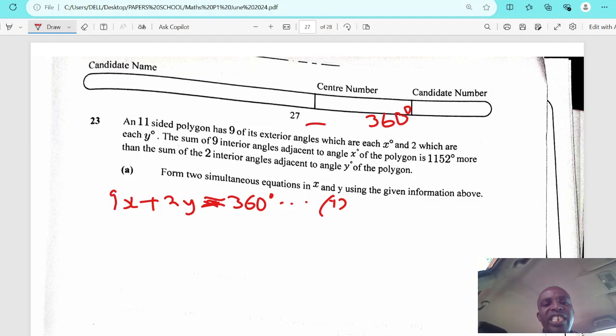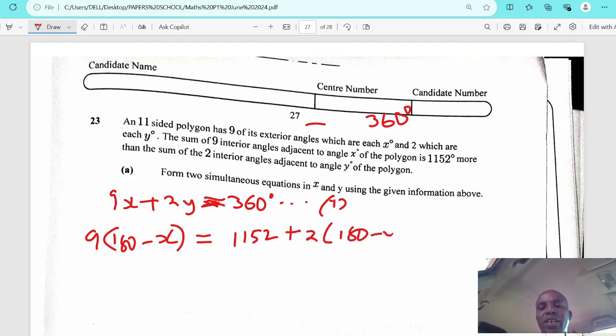Then the second one: the sum of 9 interior angles adjacent to x. Interior plus exterior, the adjacent angles, add to 180. So if the exterior is x, the interior is 180 minus x. And there are 9 of them, so you multiply by 9. Then that is equal to 1152 more than the sum of the two interior angles adjacent to y, which will be 2 times 180 minus y.